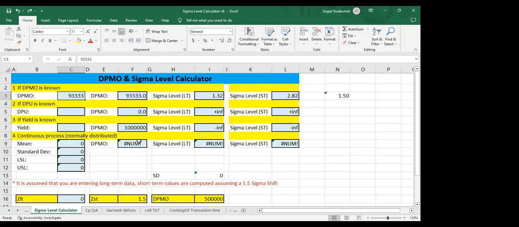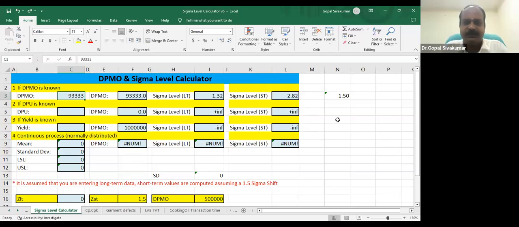So for 93,333 DPMO, the sigma level is 2.82. So the sigma level is bad, but the business is highly profitable. The big reason behind it is you have used the wrong CTQs. Whatever you defined as defects or not defects, some of them are not defects to your customer.